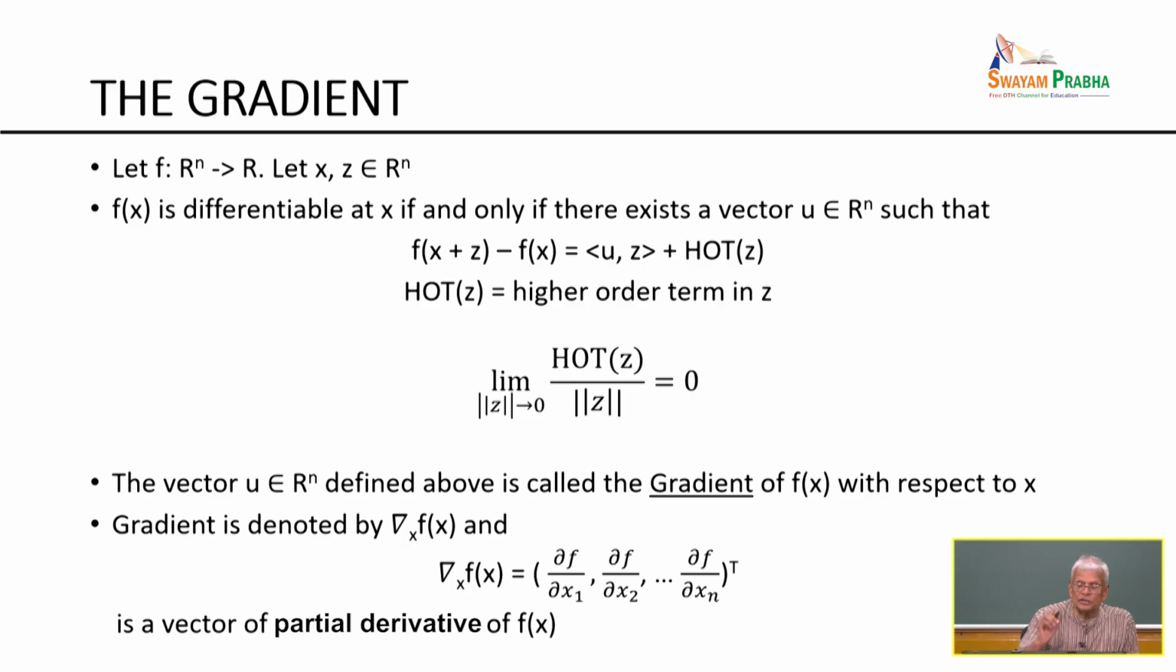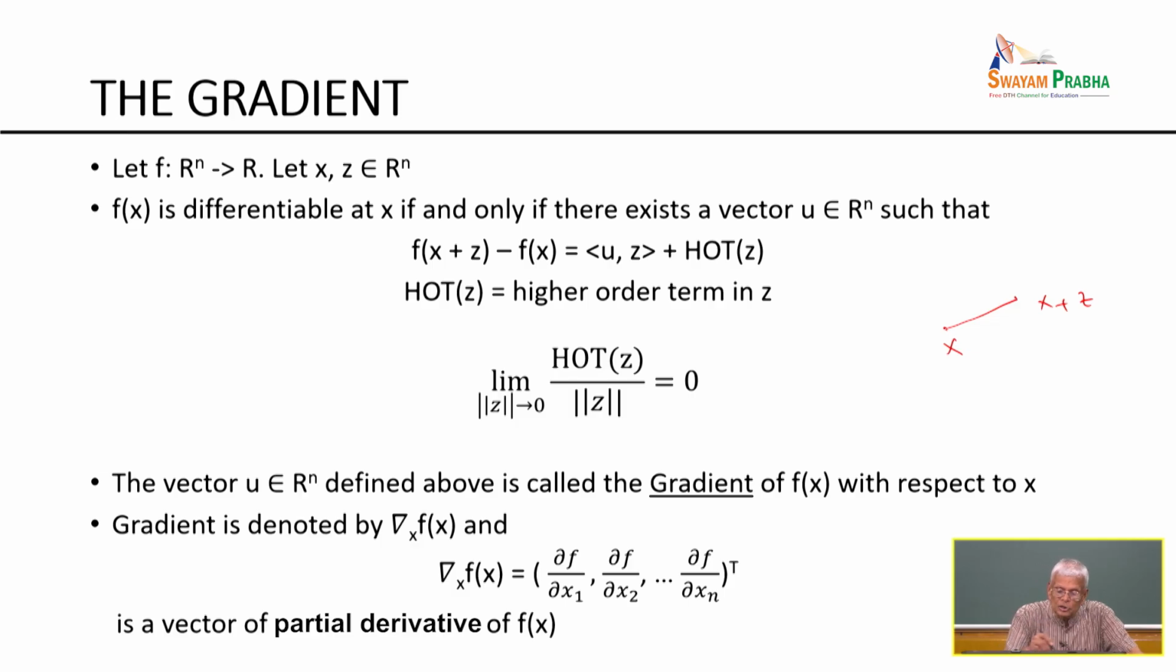We say f of x is differentiable. I'm talking about the n-dimensional space now. If and only if there exists a vector u such that f of x plus z minus f of x. So let's look at this now. Here's a point x, here is a point x plus z. Z is a very small vector compared to the magnitudes we are concerned with.